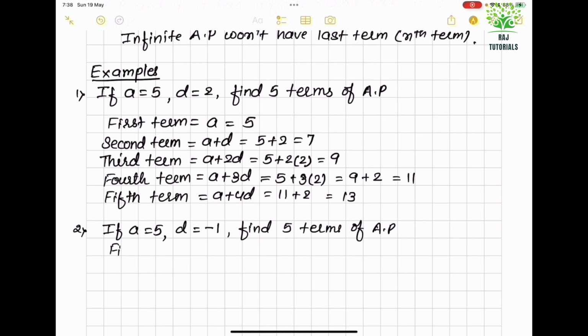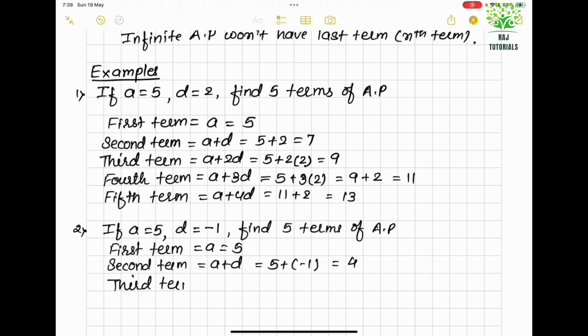So here the first term will be A, that is 5. The second term was A plus D, so that is 5 plus minus 1, so that will be 4. The third term is A plus 2D, so 5 plus 2 into minus 1, that is 5 minus 2, 3.